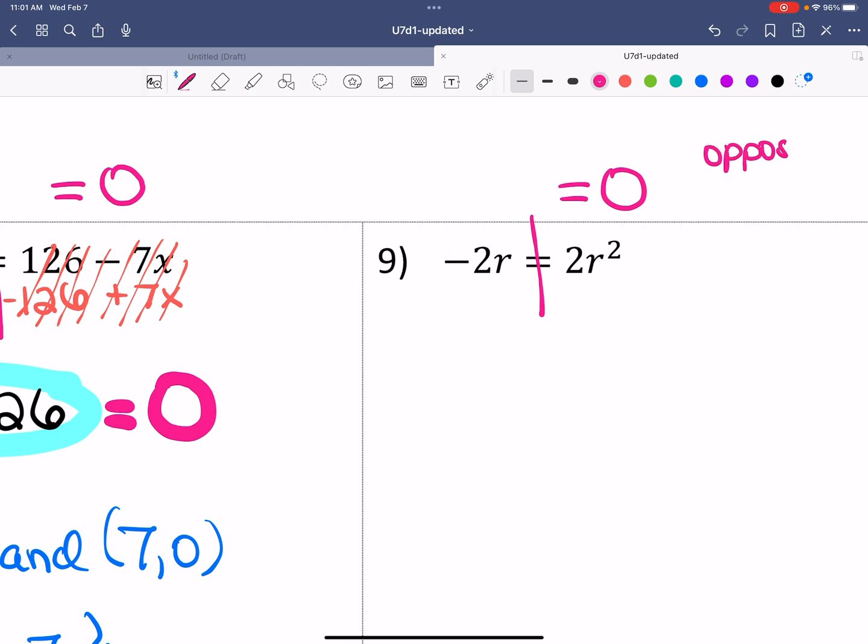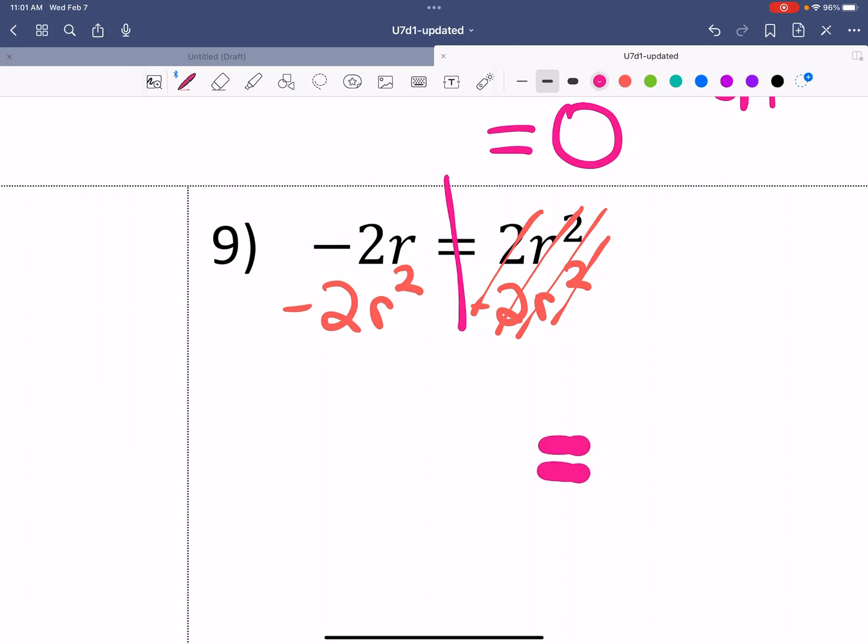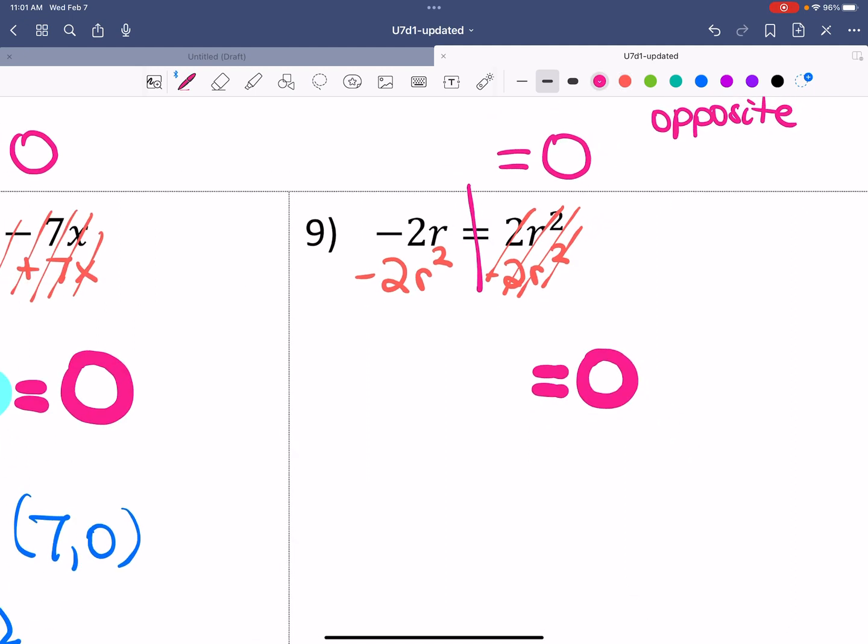The only way to make zeros is to do the opposite. So on that right side, I have a positive 2r squared. So the opposite of a positive would be a negative 2r squared. What you do to one side, you do to the other side. That right side, those opposites, they will zero out, which is what we want to happen. So we do have something equaling 0.